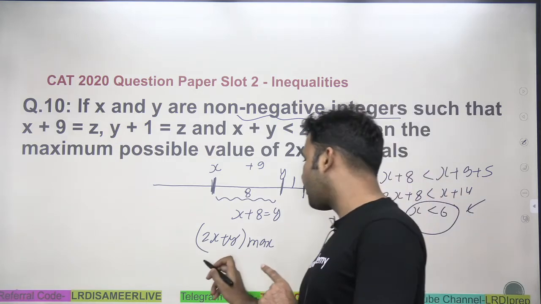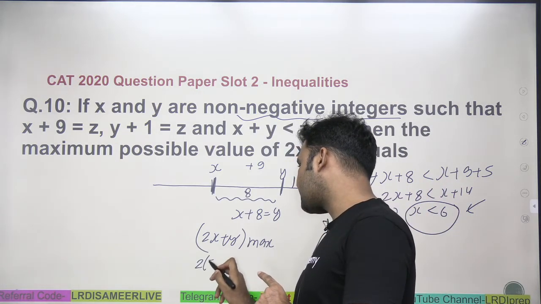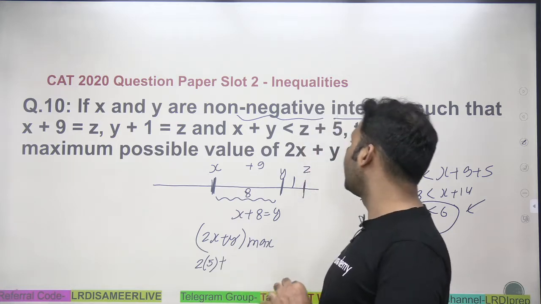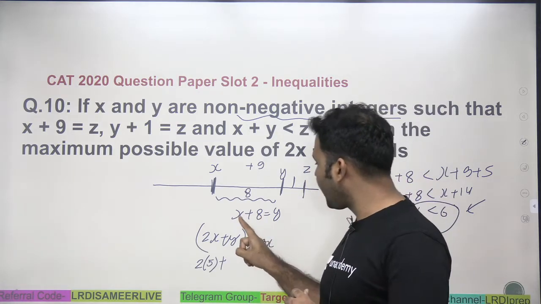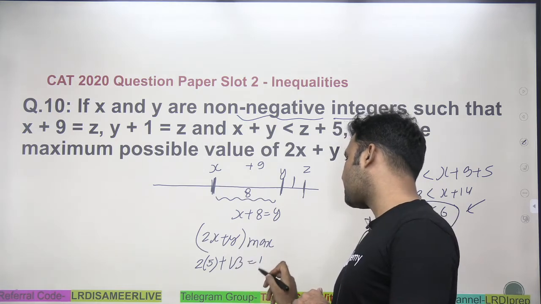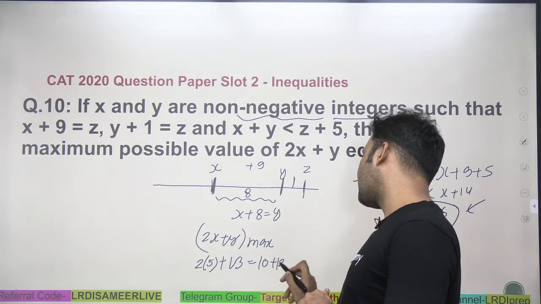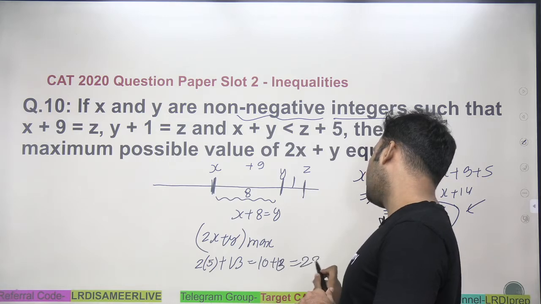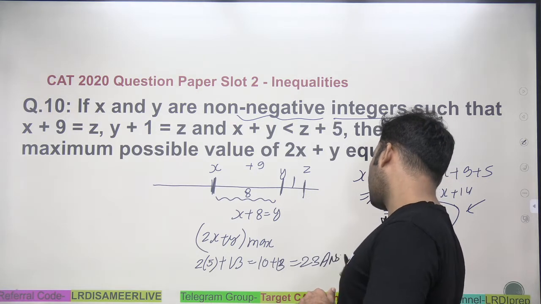Now if the maximum possible value of x is 5, then the value of y would be 5 plus 8, that is 13. So the maximum value of this expression would be 10 plus 13, that is equal to 23. That's the answer to the question.